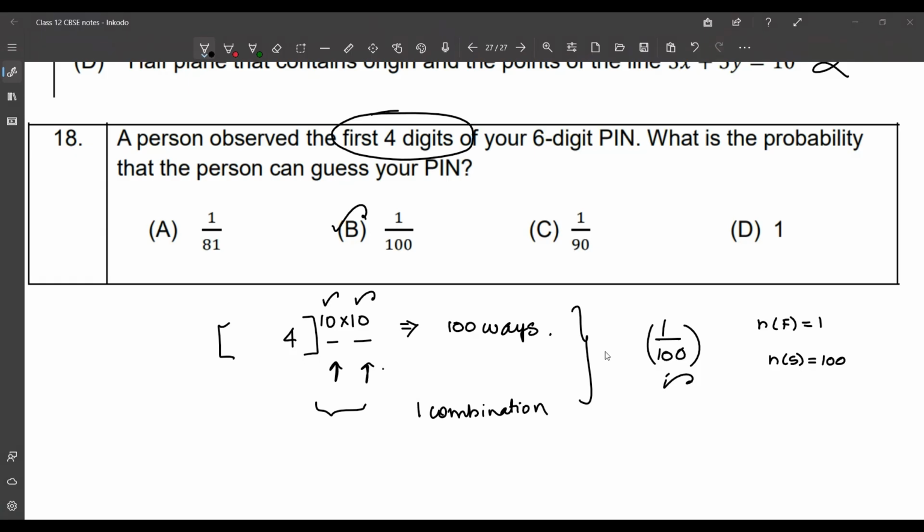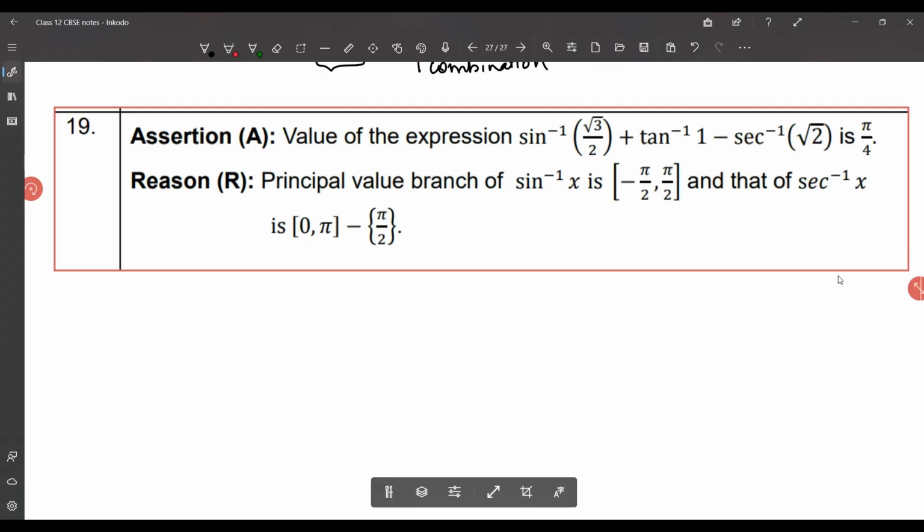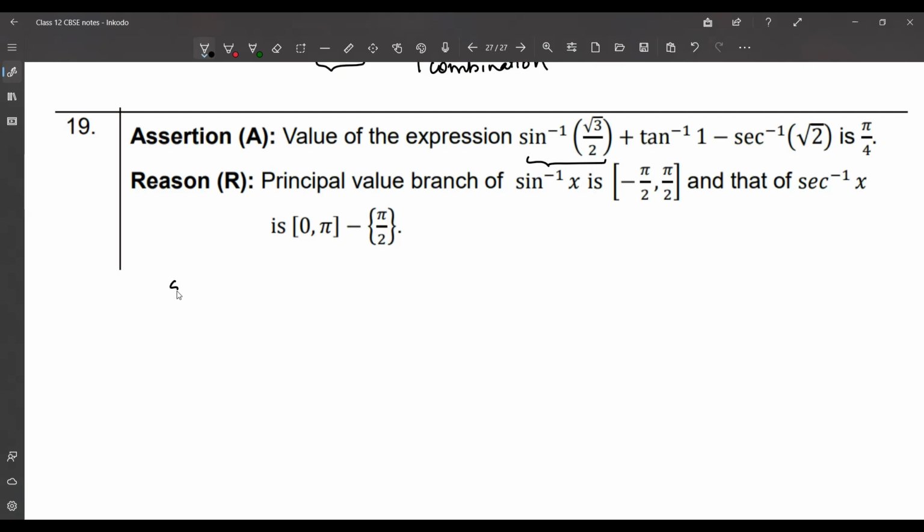Moving on to assertion reasoning questions. Question number 19. Value of the expression sine inverse of root 3 by 2. So sine inverse of root 3 by 2 is equal to pi by 3, plus tan inverse of 1, that's pi by 4, minus secant inverse of root 2, that's also pi by 4.